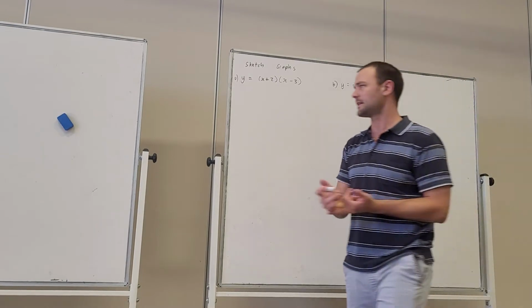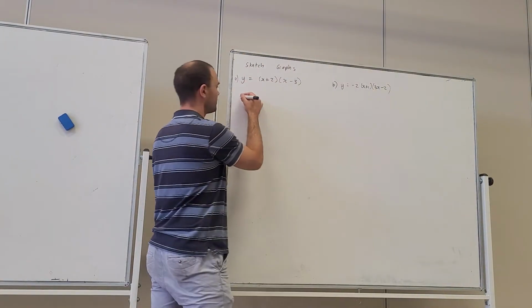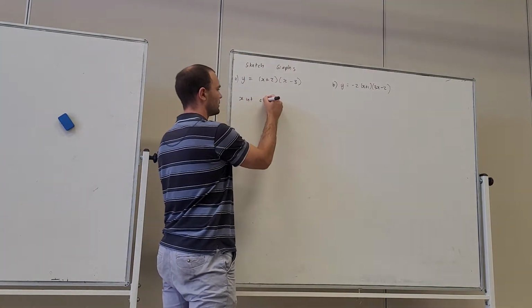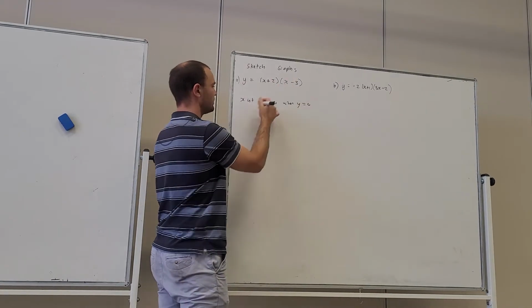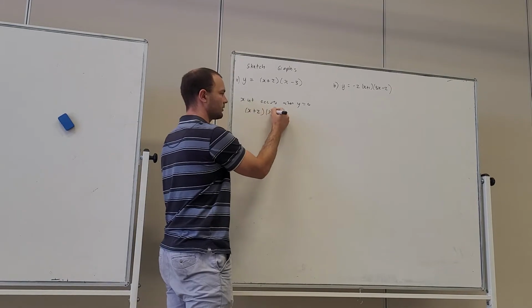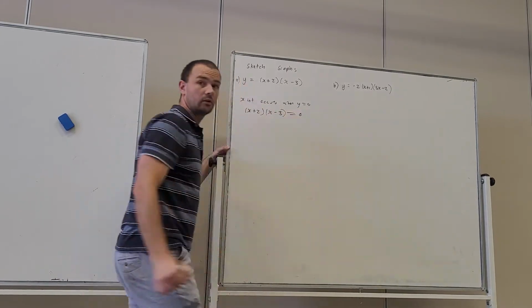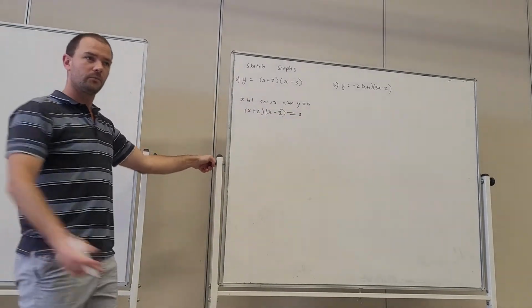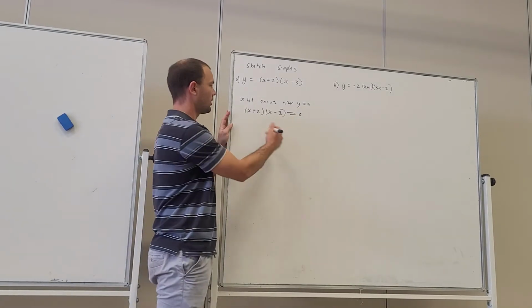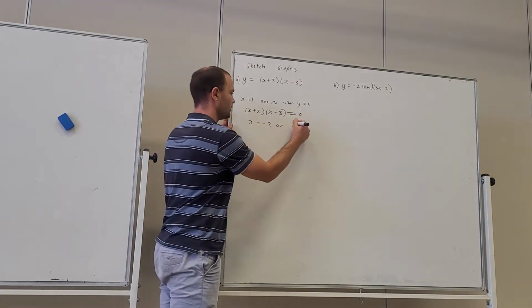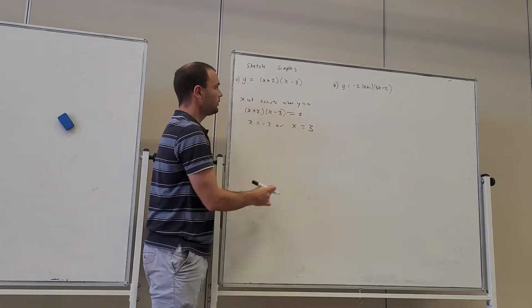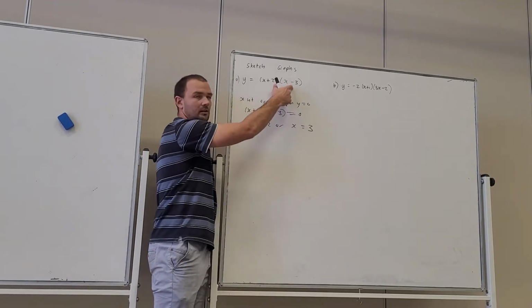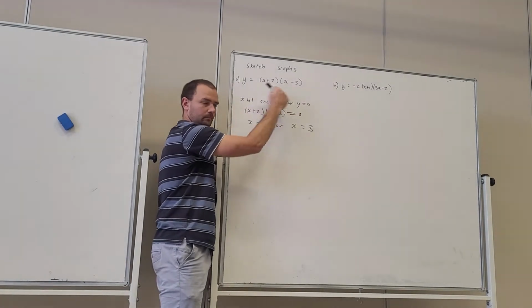Okay, so x-intercepts occur when y is 0. So that means x plus 2 times x take 3 equals 0. That's the equation we're solving. We can see the solutions just by applying the null factor law. x is minus 2 or x is 3. They are the x-intercepts. If you put these numbers into this equation, it's going to make it equal 0. Okay, that's what we need.